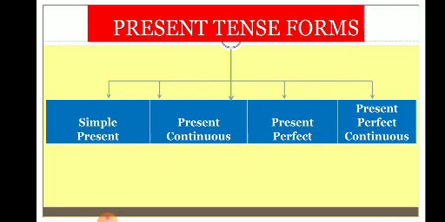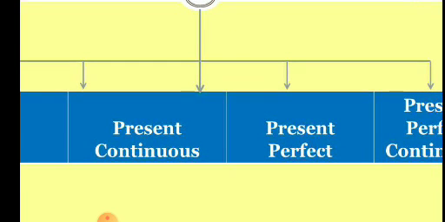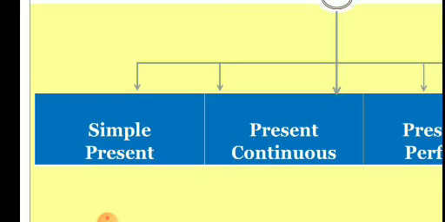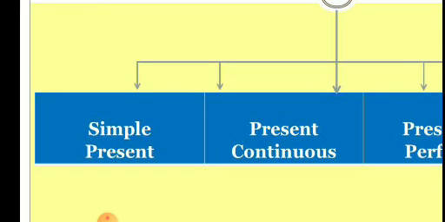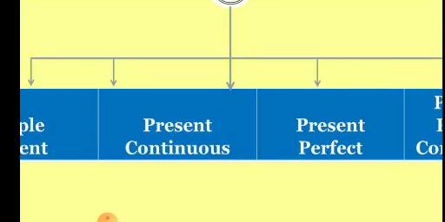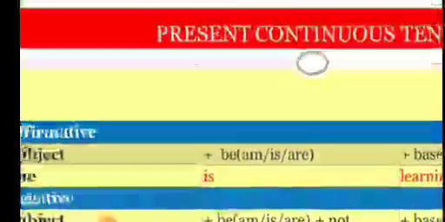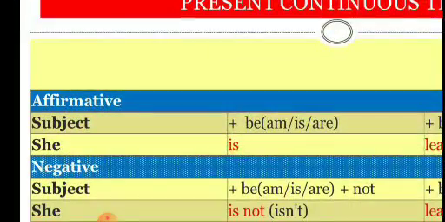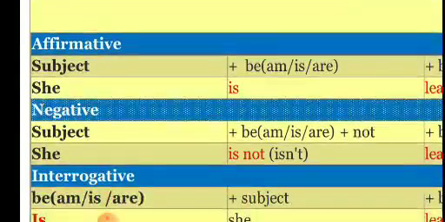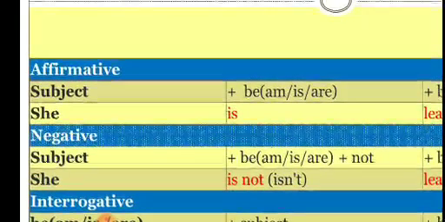Let us learn the format and the usage of present continuous tense. Before that, as we all know, there are four aspects for each tense. They are simple present, which we have already dealt with, present continuous tense, present perfect tense, and present perfect continuous tense. Present continuous tense: let us know the structure for affirmative, negative, and interrogative sentences.